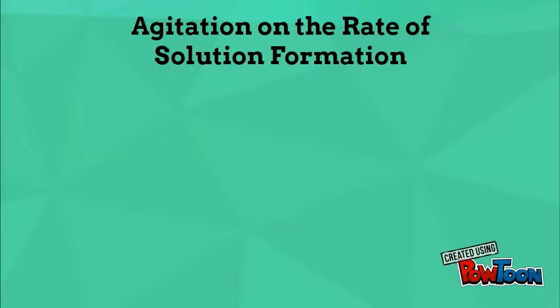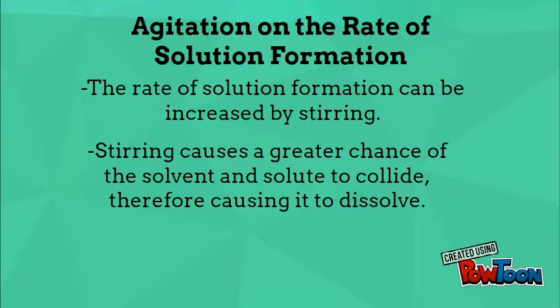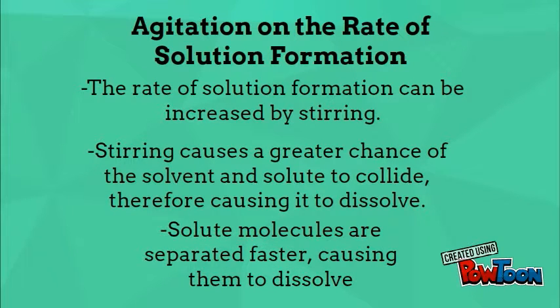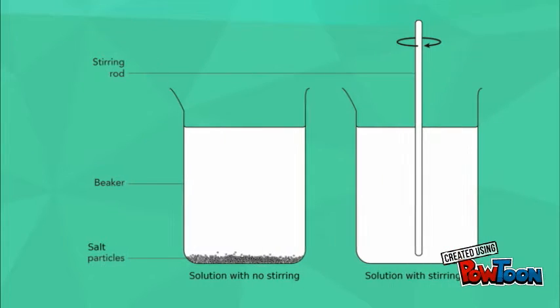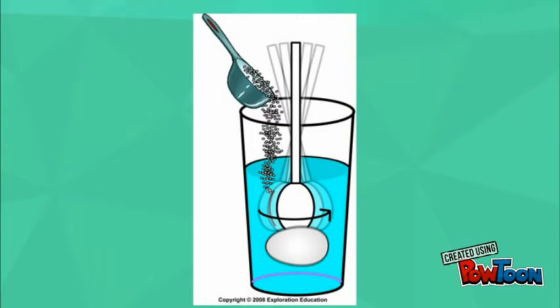The second way to speed up a solution is to agitate the solution. Agitate means to stir the solution. Stirring the solution helps the solvent and solute mix, speeding up the process of turning into one product. In the first picture, you can see what would happen if you stirred versus if you didn't stir the mixture. The picture with no stirring isn't fully mixed together and still has salt on the bottom of the beaker. The picture with stirring is fully mixed together. In the second picture, you can see a stirring rod mixing salt into a solution.